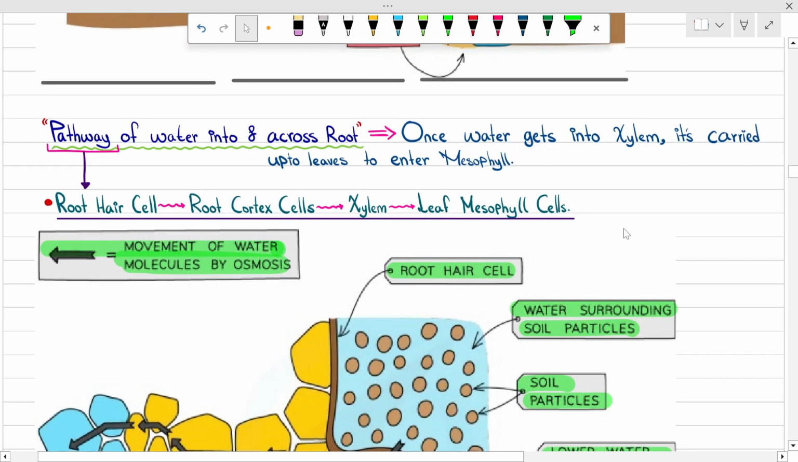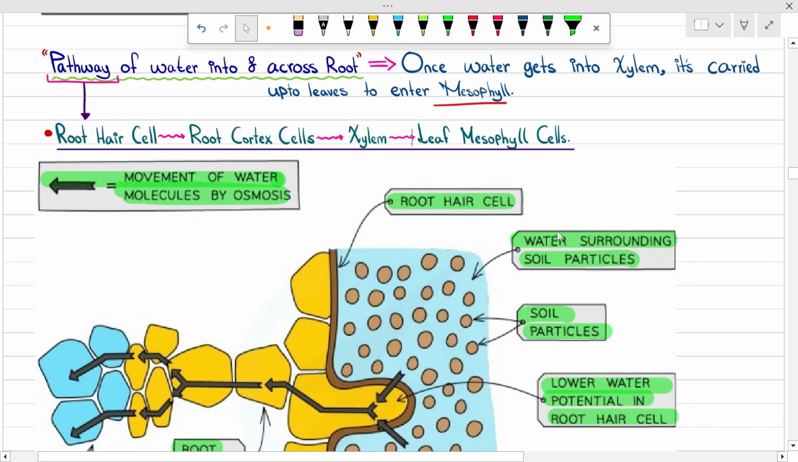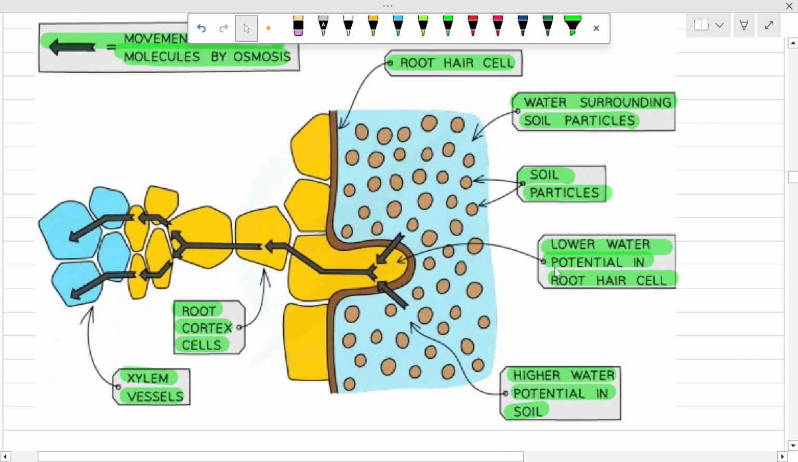The pathway of water into and across the roots. This is a very important one because we have a lot of questions for this in paper 2, paper 4, and paper 6. So once water gets into the xylem, it's carried up to the mesophyll cells. The pathway is root hair cell, then root cortex cell, then xylem, then leaf mesophyll cells.